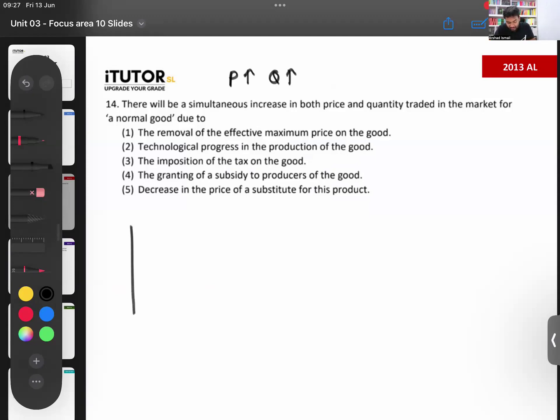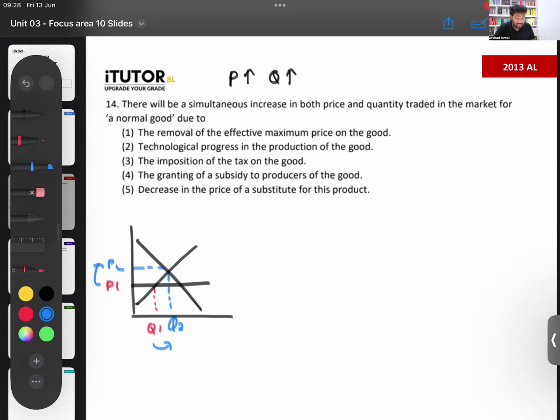So when you have a maximum price, the price will be set at, let's say, this much. The quantity that will be traded will be this limit. Now, what if you remove this maximum price? If you remove this maximum price, the market goes back to equilibrium. So the price that you get will also start going up. And what happens to the quantity traded in the market? The quantity traded will also start increasing. So maybe this could be our answer. We'll see if there are other answers.